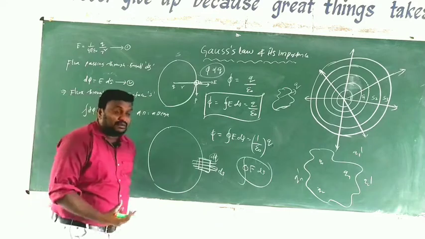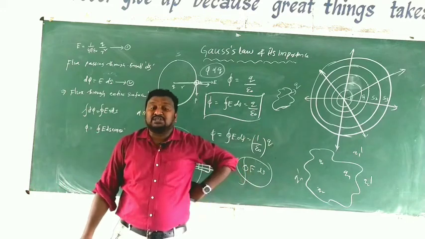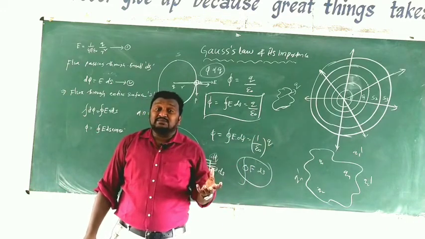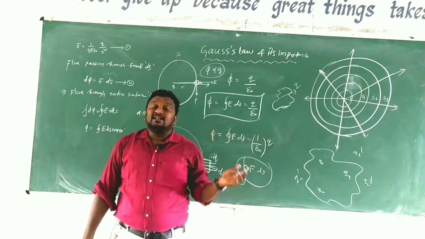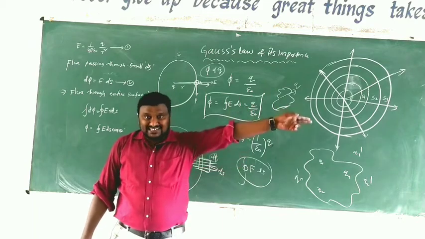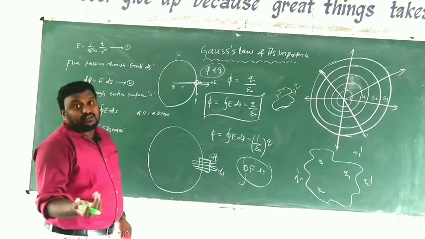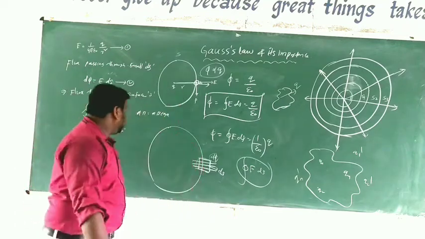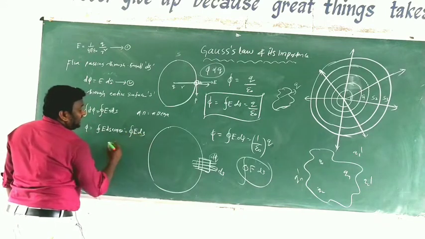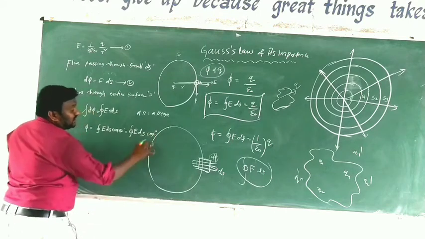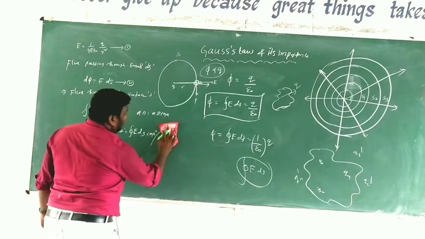Now in this case, E and ds are both in the same direction. When both are in the same direction, the vectors are parallel. When they are parallel, the angle should be 0. Here both are in the same direction, so theta is equal to 0. When theta is equal to 0, cos 0 is 1. So I am writing the closed integral of E ds cos 0. Cos 0 value is 1.